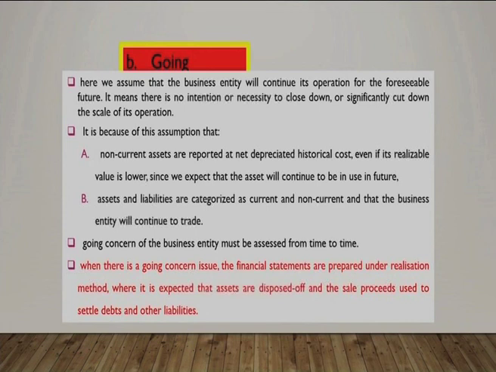When there is a going concern issue, or when there is a question on the going concern of a financial institution or any company, then the financial statements are prepared under the realization method, where it is expected that assets are disposed of, meaning assets are sold off, and whatever you get from the sale should be used to pay off the debts and the liabilities of the firm. Money measurement.